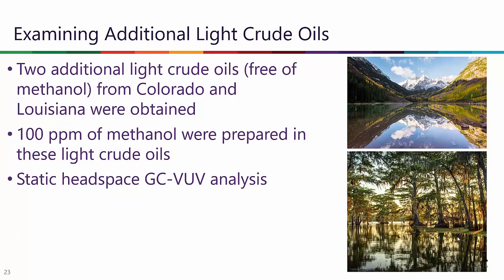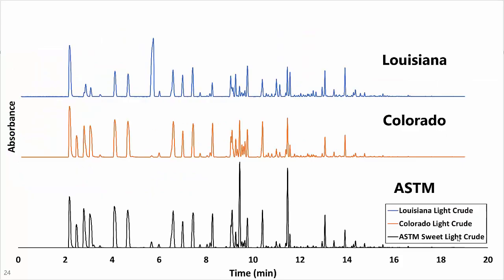So the previous slides really just looked at examining methanol in this ASTM proficiency light sweet crude, and naturally the next thing to look for is to see if this methanol would be interfering with any compounds that are also in light sweet crudes, and just to see if there's a matrix effect. So in this case, we looked at 2 additional light crudes that were free of methanol. One came from Colorado and the other one from Louisiana. And they were spiked with 100 ppm of methanol, and GC headspace VUV analysis was performed on them.